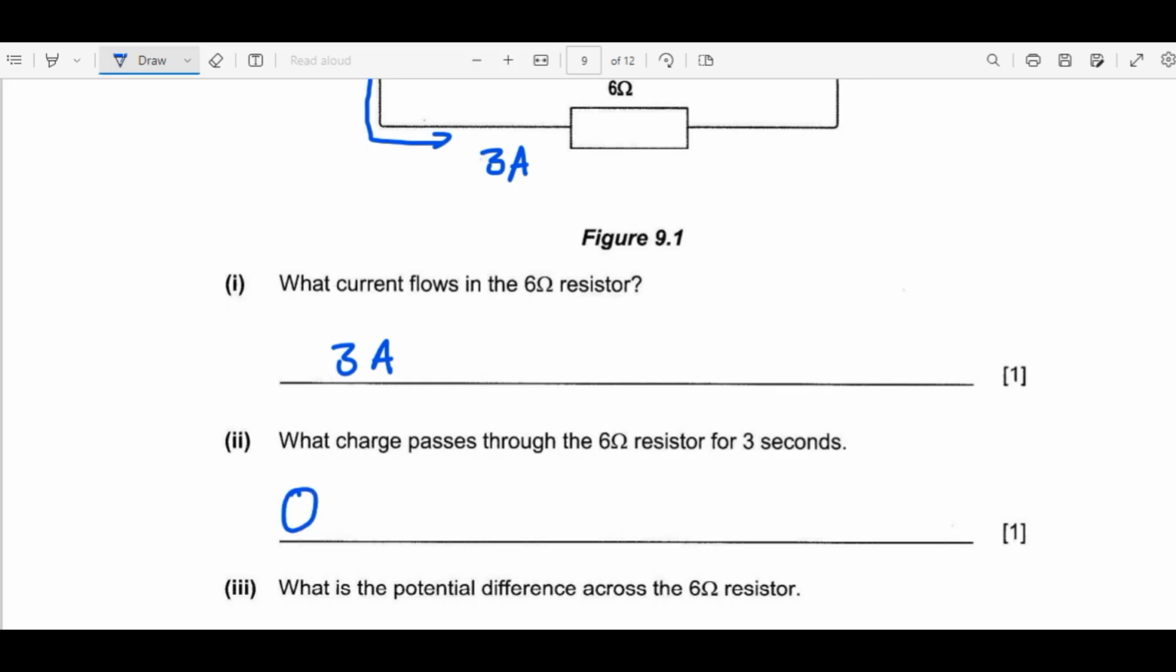What charge passes through the 6 ohm resistor in 3 seconds? Charge denoted by Q is equal to VIT. Or, apart from that, VIT is energy. Sorry, I made a mistake. Charge is calculated by I times t, where the current is 3 and the time is 3, so our final answer is 9 coulombs.